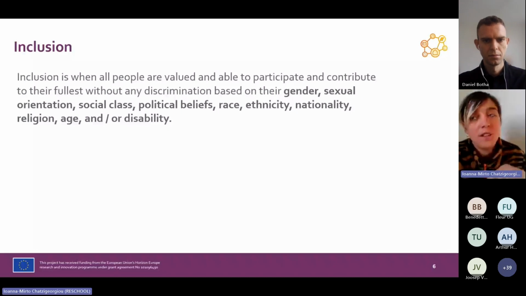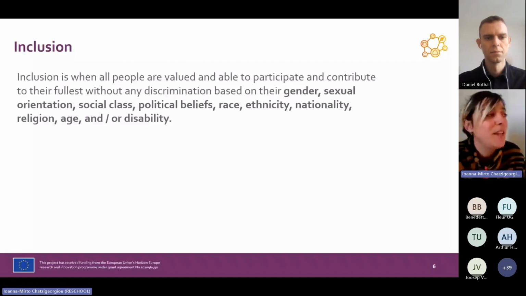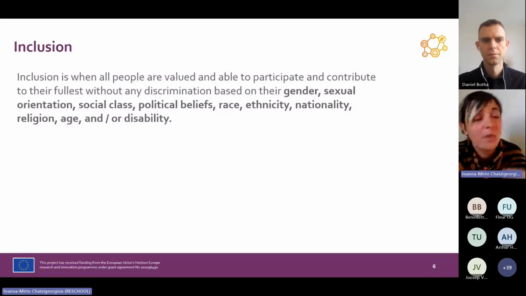This is where I want to highlight that we're not only talking about representation, but also active participation. So we're not only talking about equal numbers of people from different social groups, but also about transforming our processes and structures so that they are actually inclusive and supportive.